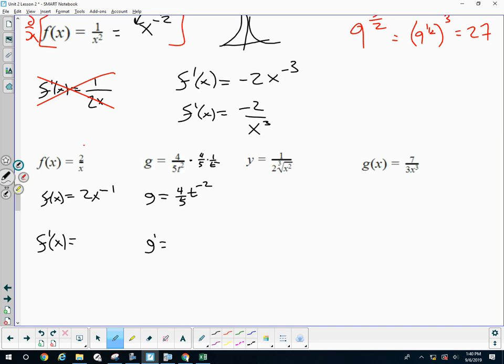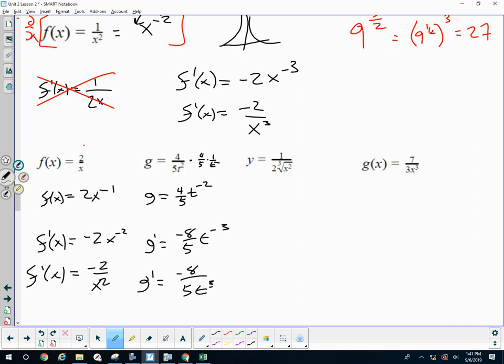It doesn't matter though. You could write it with this t to the negative second up here and then do the same thing with the -2 being multiplied by the 4/5. You still get -8/5 t to the negative third, or -8 over 5t cubed. And again, you could write it as -8 over 5 times 1 over t cubed, and then that t cubed gets multiplied over. This is -2x to the negative second. That is -2 over x squared.